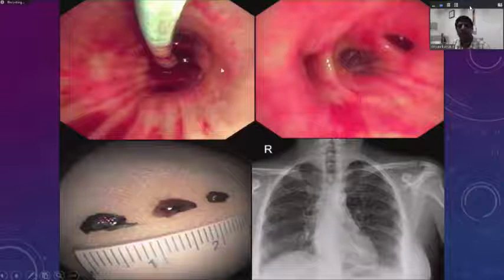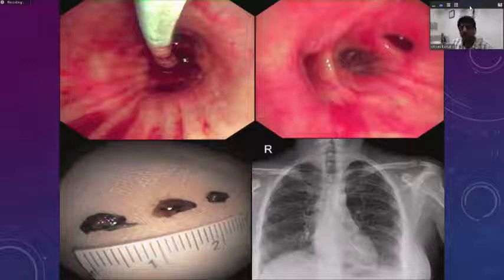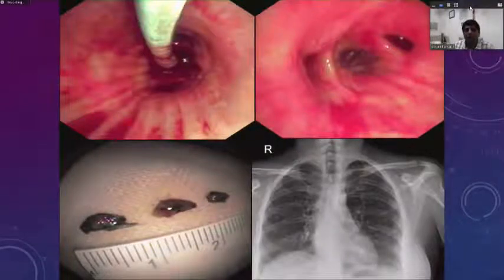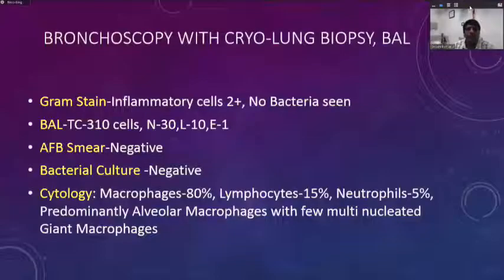This is the picture we encounter when it comes to a cryo lung biopsy. These are good chunks of tissue, which I think any pathologist would like to report, so that we have a good amount of tissue. At the same time, the most direct complications are one, bleeding, and second, pneumothorax. We make it a checklist that post cryo we go for a chest X-ray, and there was no remnant of any pneumothorax in this scene.